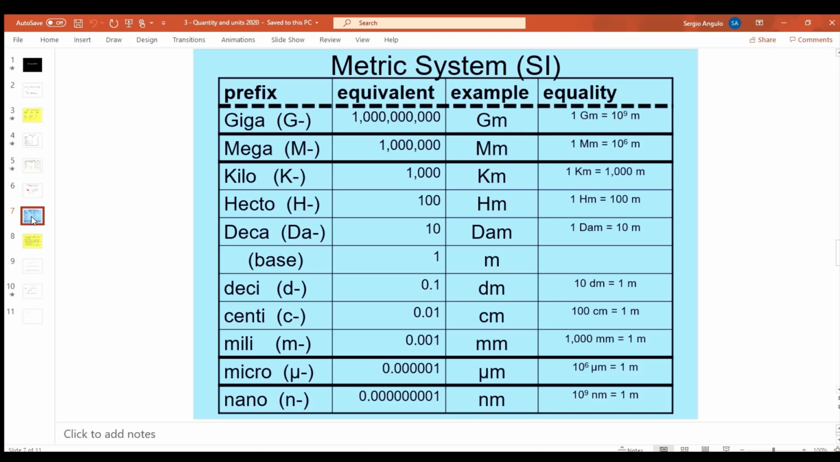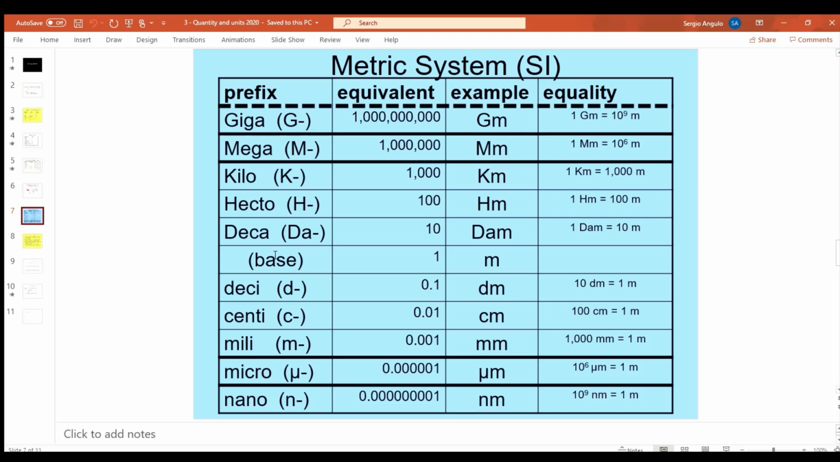The metric system is a system of prefixes that creates, from one unit, many units based on powers of 10. It's basically based on a decimal system. Let me show you how this works.